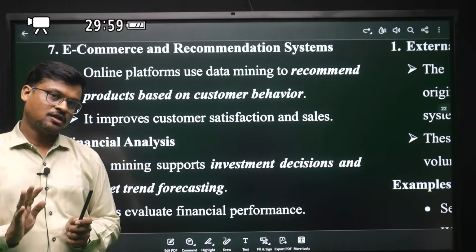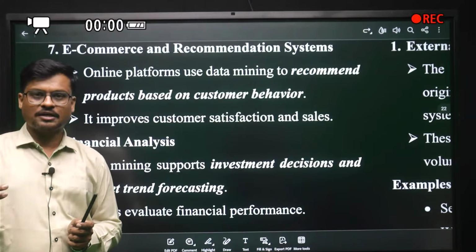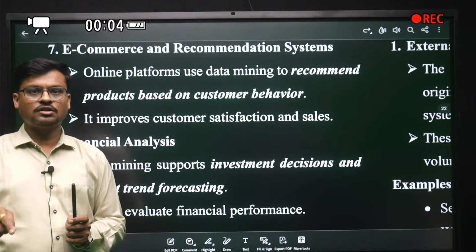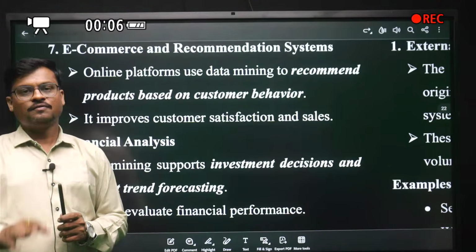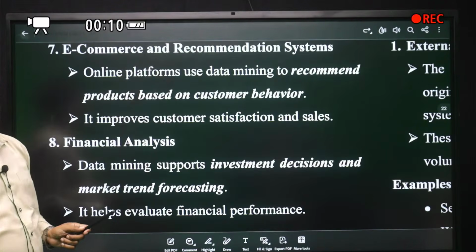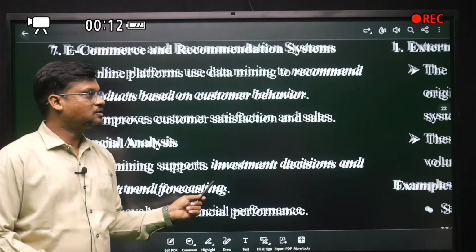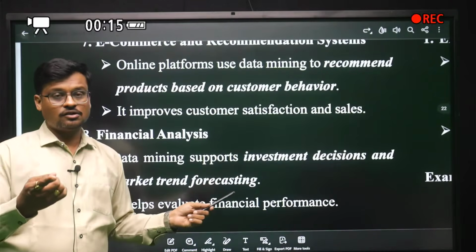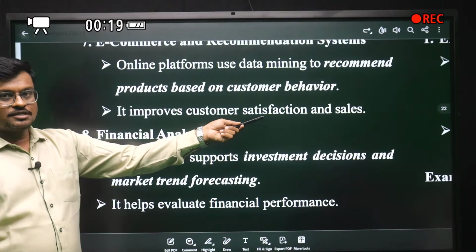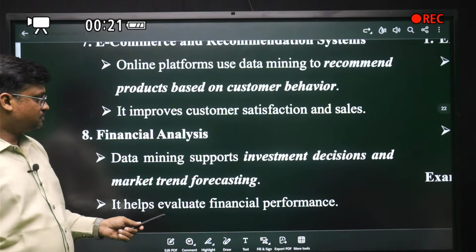Maybe you noticed it. You go to Google and you search for a particular product, automatically in the next 10-15 minutes those things will be scrolled in your Instagram newsfeed or in the Facebook newsfeed. Why? E-commerce and recommendation systems. Now all these e-commerce platforms are watching you and they are recommending to you with the help of social media platforms, by which customer satisfaction and sales can be increased.